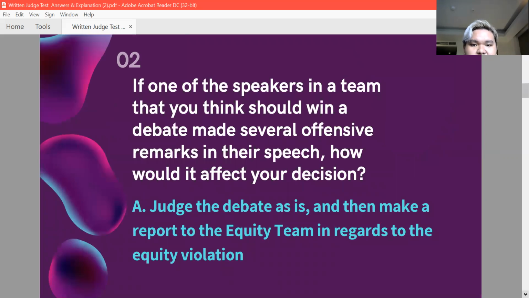Second question: if one of the speakers in a team that you think should win a debate made several offensive remarks in their speech, how will it affect your decisions? A. Judge the debate as is and then make a report to the equity team in regards to the equity violation. B. Punish the appropriate speaker by lowering their score, but credit the other speaker for not being offensive by giving them a higher score to justify the win. C. Give them a loss because being offensive has no place in the debate round. And lastly, none of the above is true. The answer is definitely A.